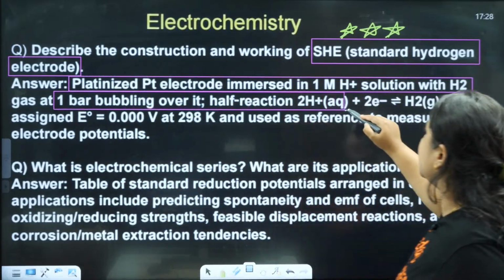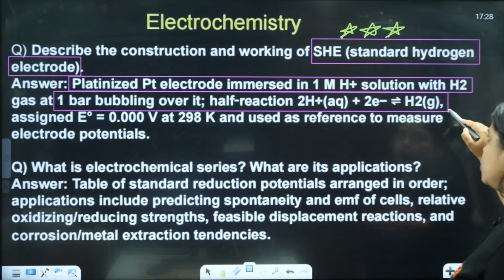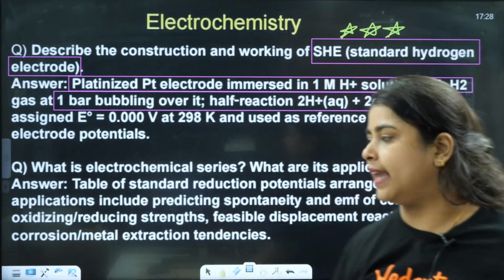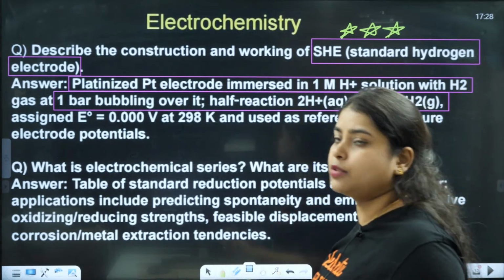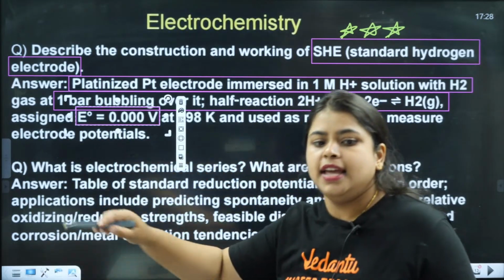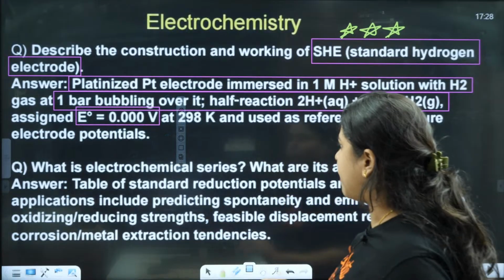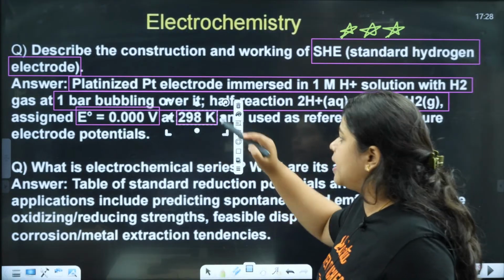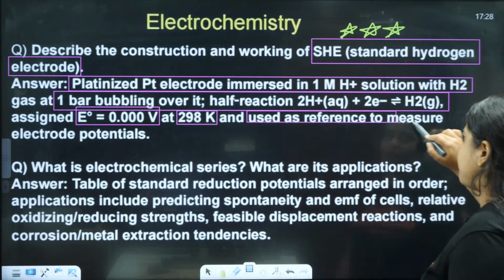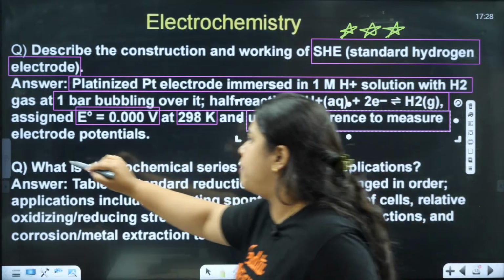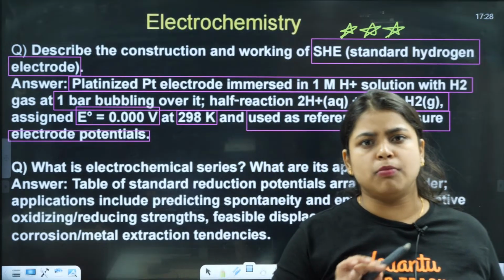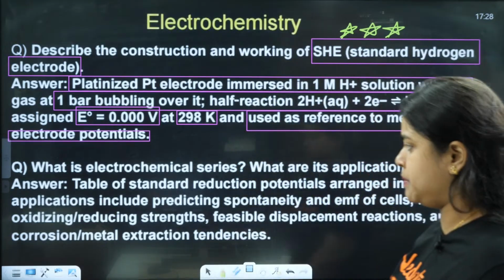Half reaction: 2H+ reacts with 2 electrons to form H2 gas. This is assigned E naught equal to 0.000 volt at 298 Kelvin. It is used as a reference to measure electrode potential. Clear? Questions like this have been asked many times. 100% sure about the standard hydrogen electrode.